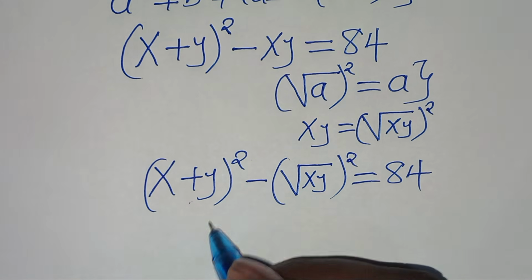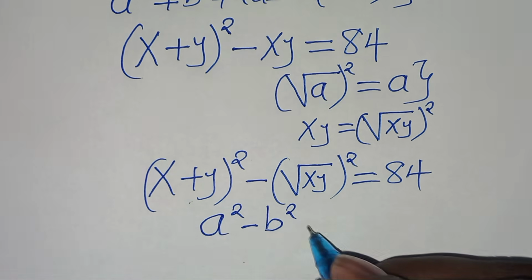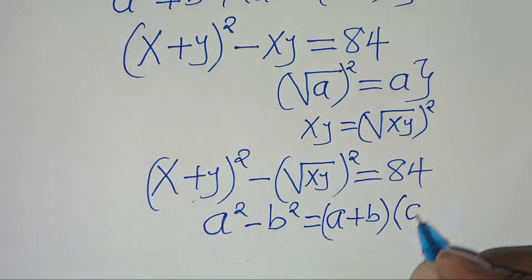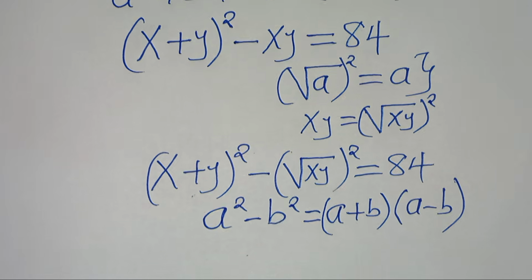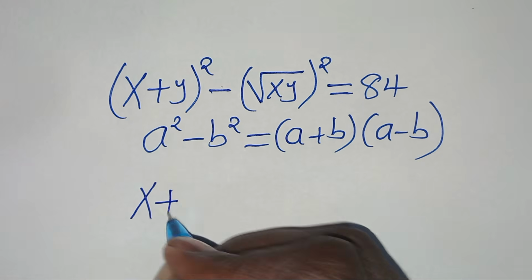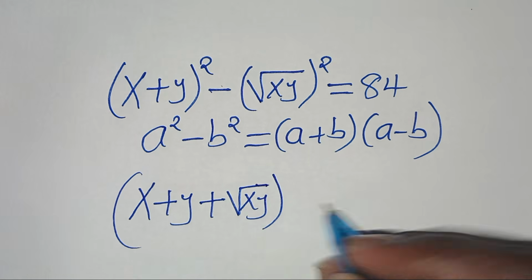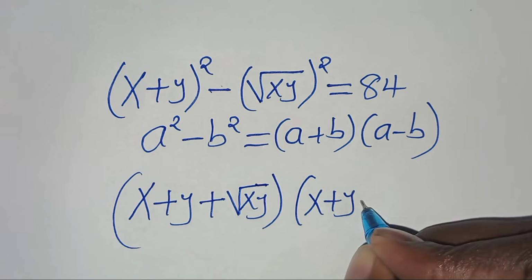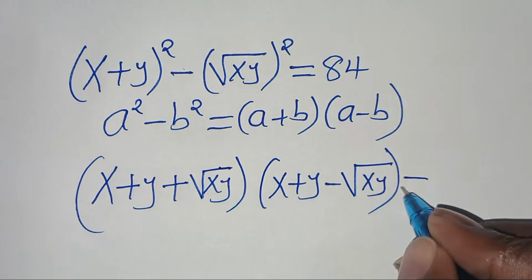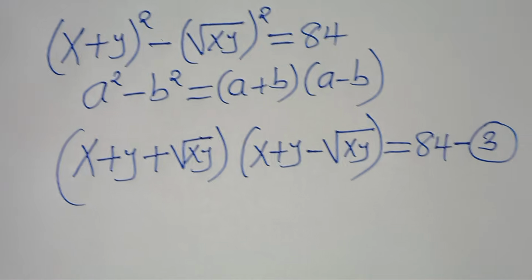So this is actually the difference of two perfect squares expressed as a squared minus b squared, which you can express as a plus b multiplied by a minus b. Now applying this property, we have x plus y plus the square root of xy, multiplied by x plus y minus the square root of xy. This is equal to 84. Let's call this equation 3.